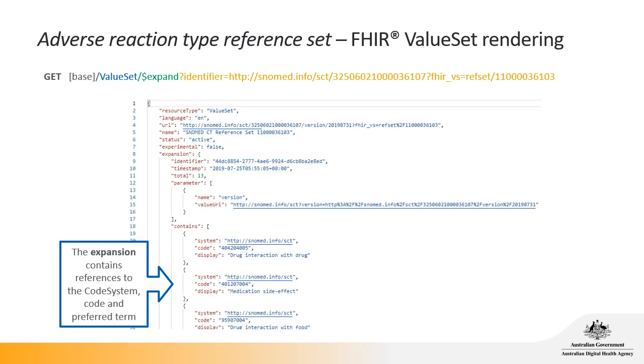So let's look at a value set resource. Here's a screenshot of the FHIR rendering of the adverse reaction type reference set. I've included the API call or request that was used to retrieve the resource, and we'll go through that in a little bit more detail later on.